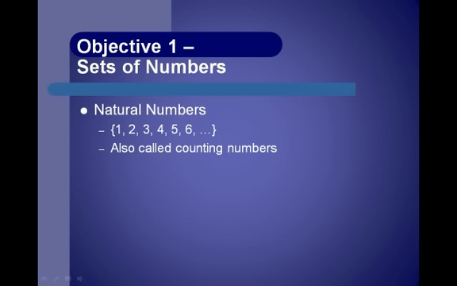Objective 1, Sets of Numbers. We are going to talk about different sets of real numbers, beginning with natural numbers. These are the numbers 1, 2, 3, 4, and so on. These numbers are also called counting numbers. The next set of numbers are the set of whole numbers, which include 0, 1, 2, 3, and so on. The only difference between whole numbers and natural numbers is the number 0.